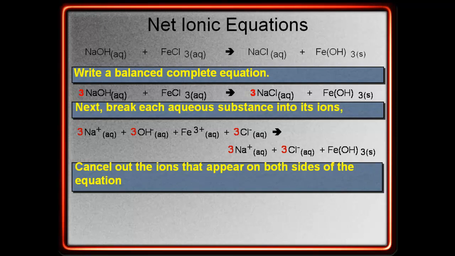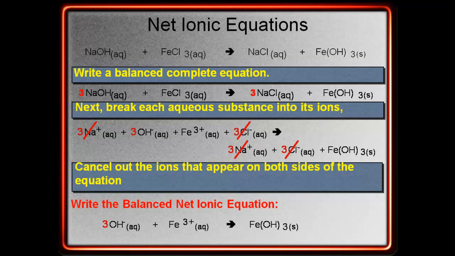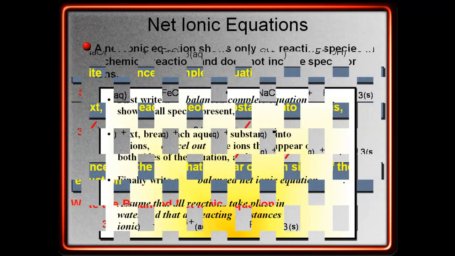Now go through, cancel out the ions that appear on both sides of the equation. You have your sodiums on both sides and your chlorines on both sides. And then write your balanced net ionic equation. So 3 hydroxides will react with an iron 3 ion, and it will form an iron 3 hydroxide solid. Remember to take your coefficients with you. After you cancel out your spectator ions, any coefficients left on ions in that reaction need to come down to the balanced net ionic equation.